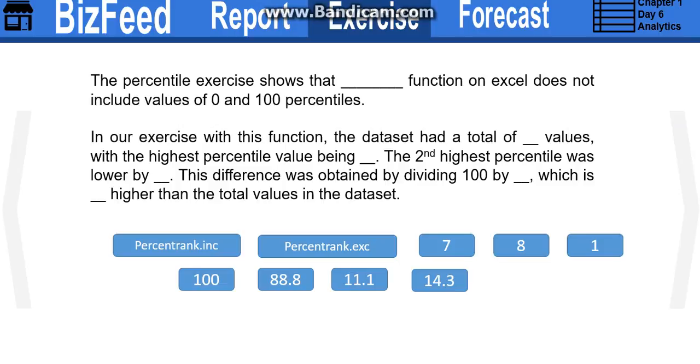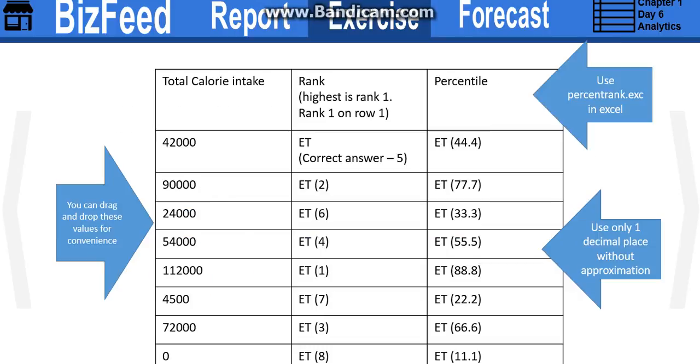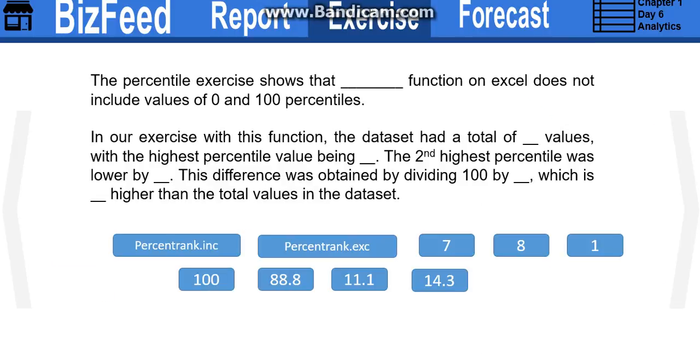In our exercise for this function, the dataset had a total of 8 values, again the same as last time, with the highest percentile value being, so this is %rank.exc, the highest percentile value is 88.8. So we drag 88.8 and put it here. The second highest percentile value was lower by 11.1. The difference was obtained by dividing 100 by 9, which is 1 higher than the total values in the data set. And that's it for this demo.